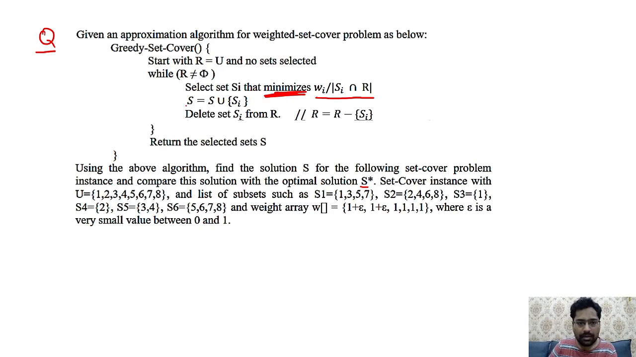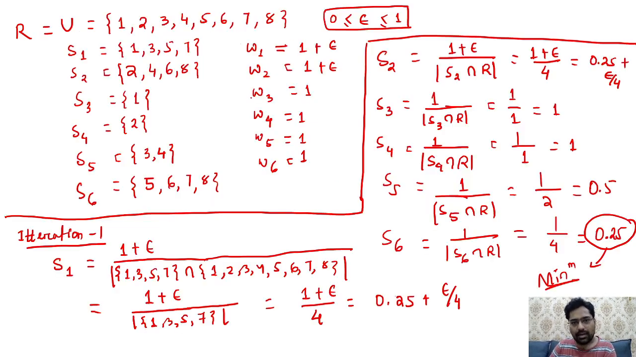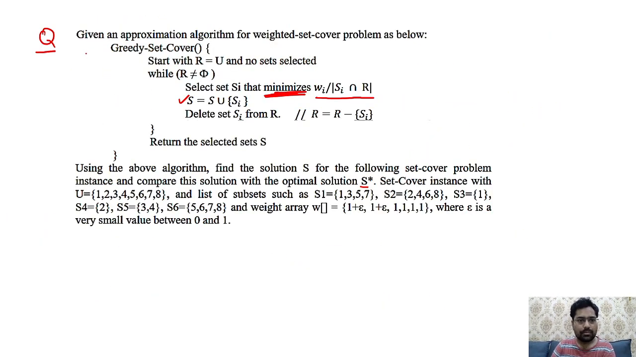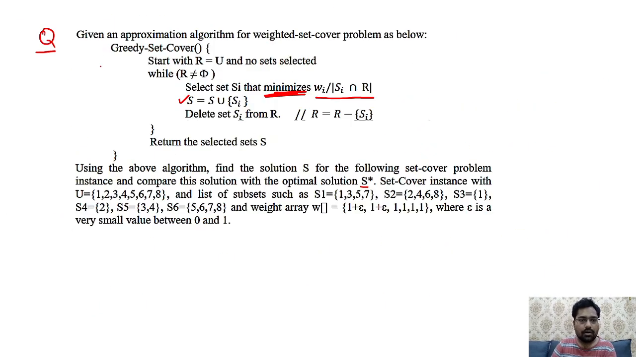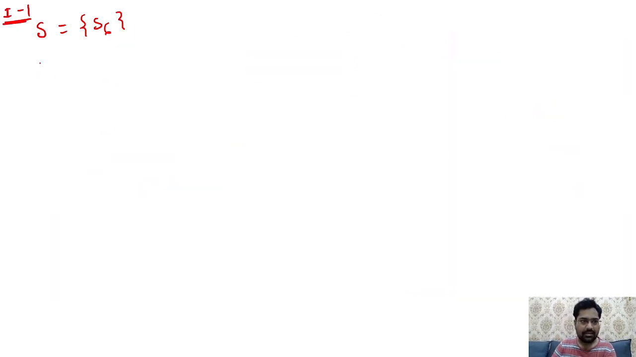If I'm selecting this S6, I have to put it in S. Now S will contain S6. Next, what we have to do for the first iteration, now we are just discussing iteration 1, so I'm writing I1. We are right now in I1. Then delete Si, which is getting selected. Now R is R minus S6. Minus means we are removing these portions.